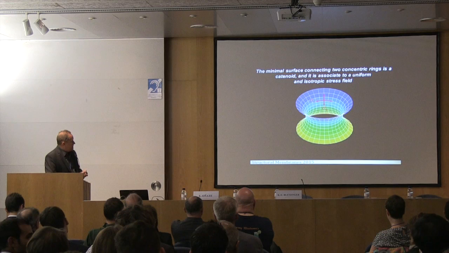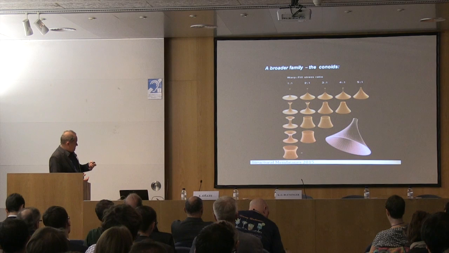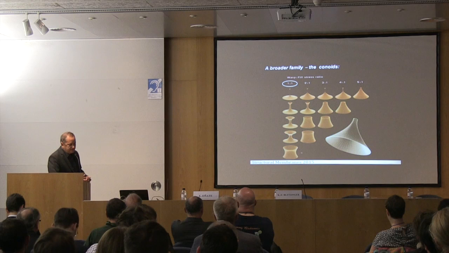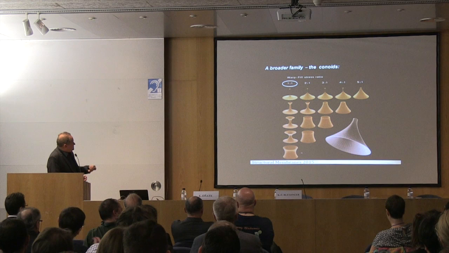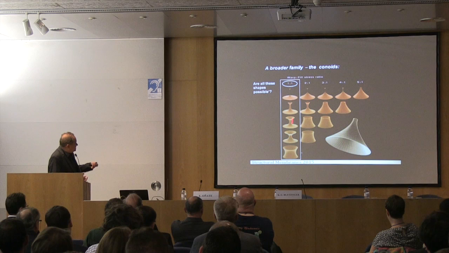Now, they also belong to a broader family. We can say the catenoid belongs to the family of conoids with a one-to-one stress ratio. So, this means that principal stresses are the same, so stresses in all directions are the same. And of course, we can have different ratios and different conoid shapes. Now, are all these shapes possible here? Are all these minimal shapes? Because here is a one-to-one ratio.